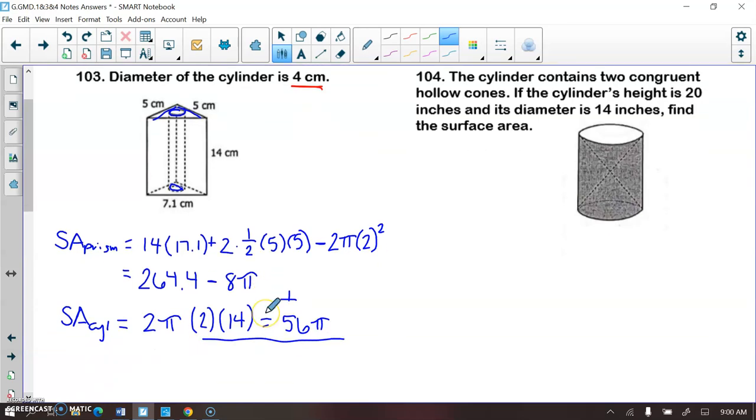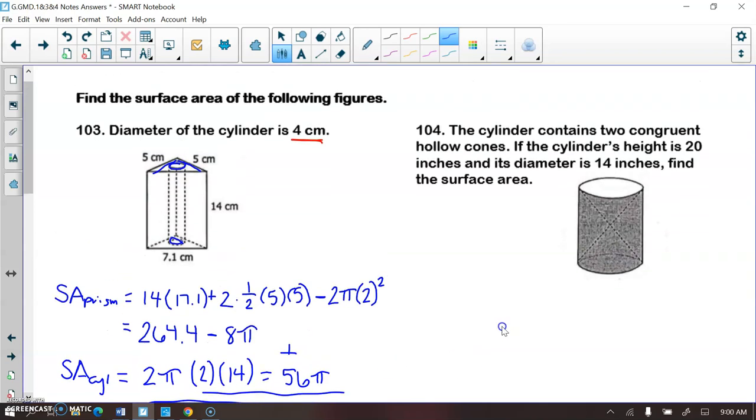If I asked you for the exact surface area, you would write 264.4, and then negative 8 plus 56 is 48 pi, so plus 48 pi. If I asked you for the rounded version, you would type that into your calculator, and you'd get about this. And they just asked for the surface area, so that's all we're doing there.